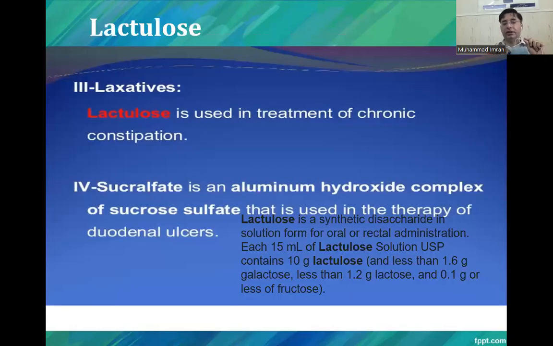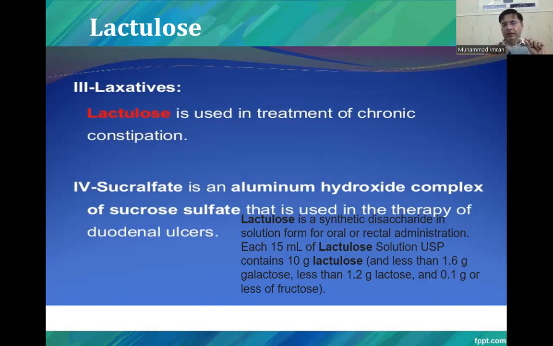Lactulose is very important. Why? Because it is used in syrup as a laxative agent for babies. Lactulose is used for the treatment of chronic constipation. Sucralfate is an aluminum hydroxide complex of sucrose sulfate that is used in the therapy of duodenal ulcer. So lactulose is used along with sucralfate.